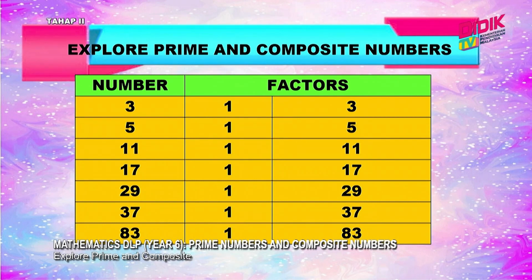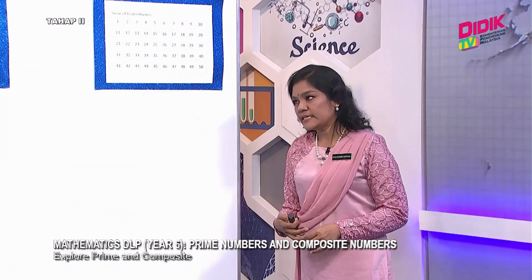Number 5, 1 and 5. Number 11, 1 and 11. Number 17, 1 and 17. How about 29, Chris? 1 and 29, teacher. 37? 1 times 37. 83? 1 and 83. So these numbers can be categorized or named as prime numbers. Are you clear now?